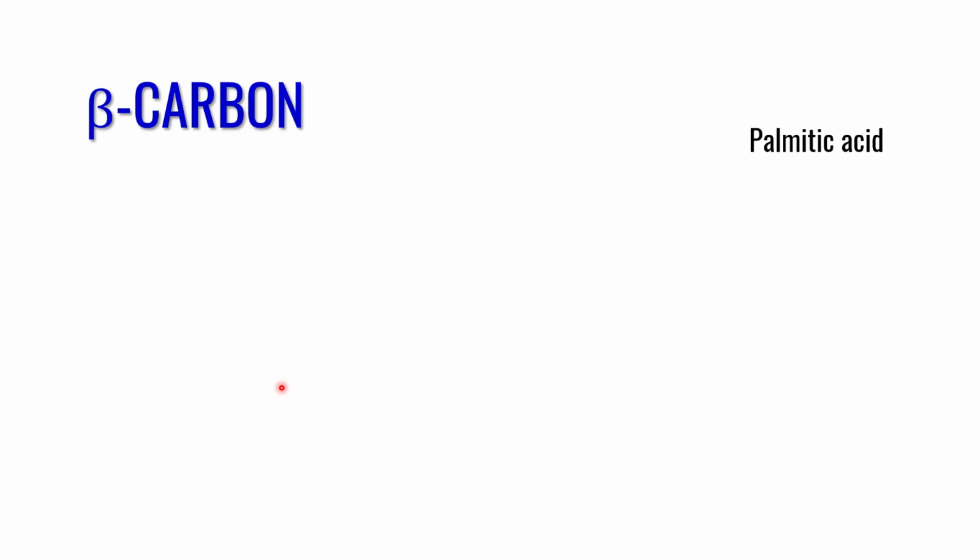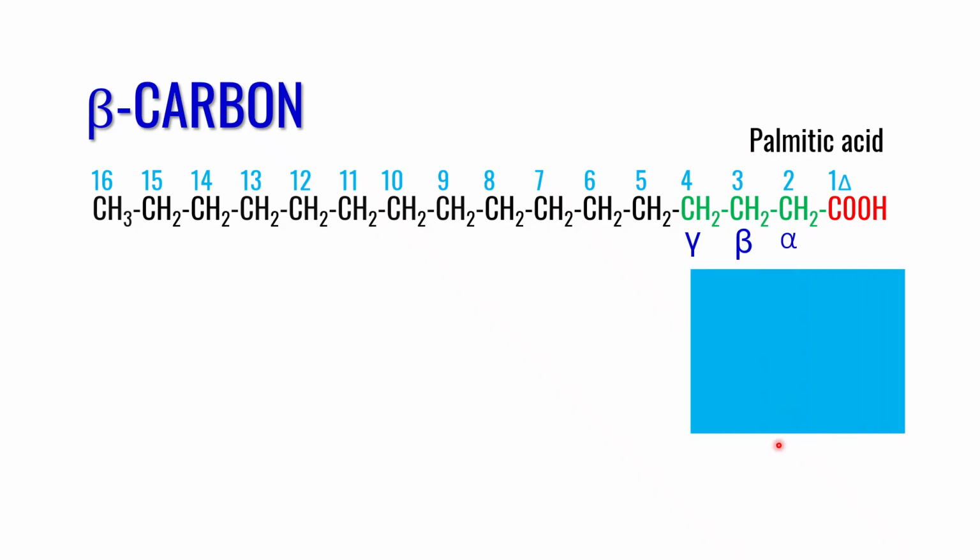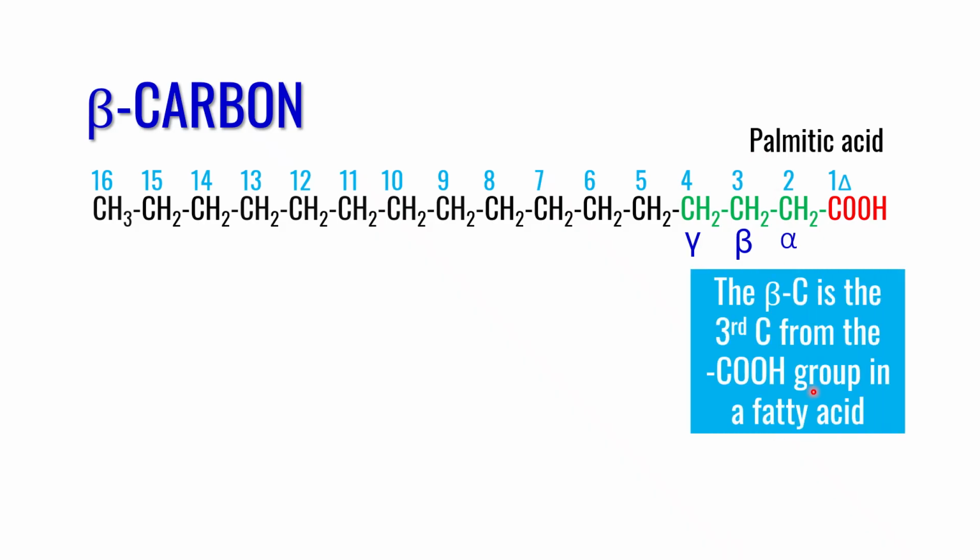To understand beta oxidation, it is important to identify beta carbon in a fatty acid such as palmitic acid, which has 16 carbon atoms. The carbon atoms in this molecule are numbered starting from carboxylic group designated as 1, next will be 2, then 3, 4, and so on and so forth. Another way of nomenclature of these carbon atoms is using Greek alphabets such as alpha, beta, and gamma. Alpha carbon atom is carbon atom number 2 and beta is carbon atom number 3. So basically the beta carbon atom is the third carbon from the carboxylic group in a fatty acid.